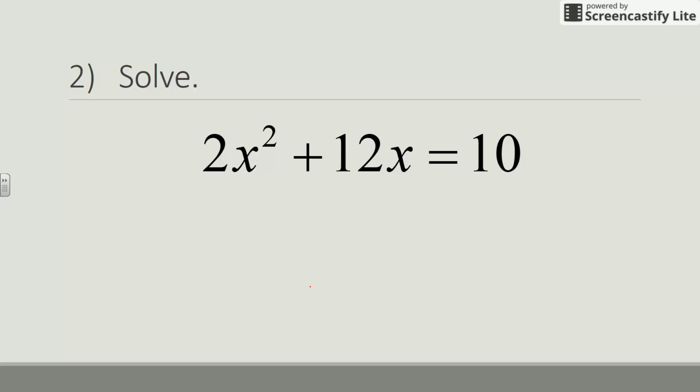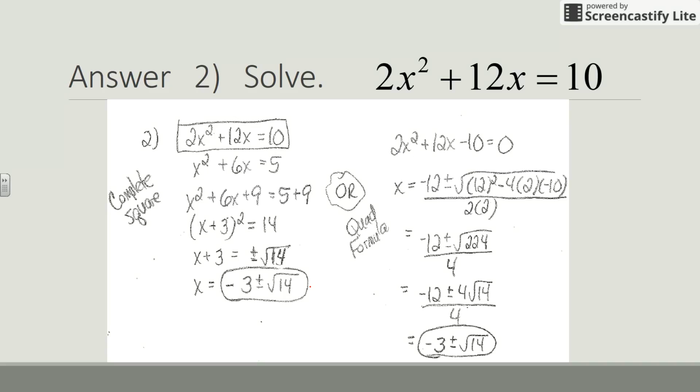Factor or quadratic or whatever you've got to do. This one ends up not factoring nicely. So completing the square is a decent method. And this is the method using the quadratic formula. You could also factor out a 2. Whenever you're solving, you can divide both sides by something.